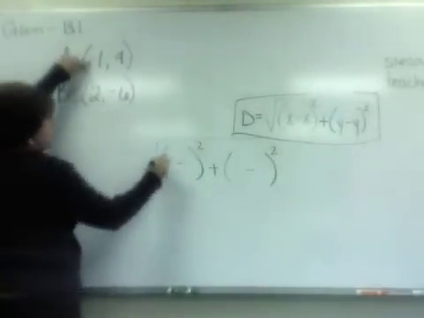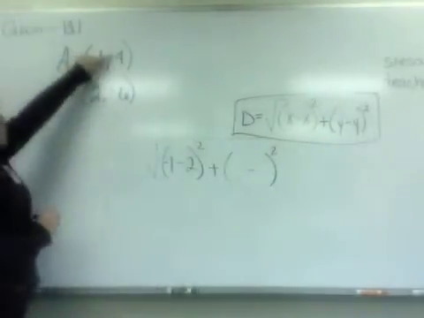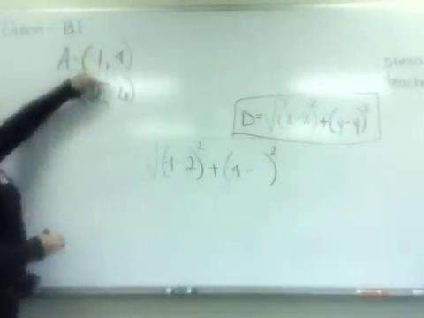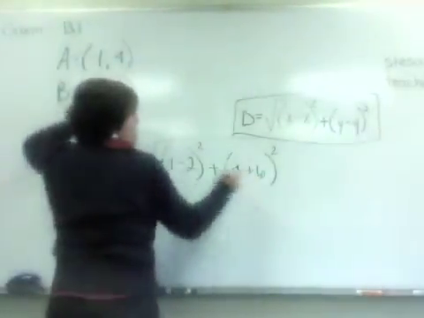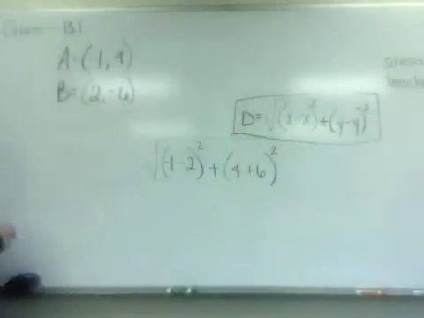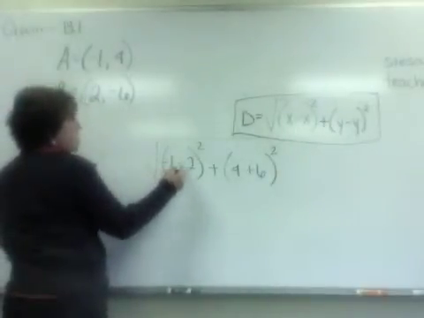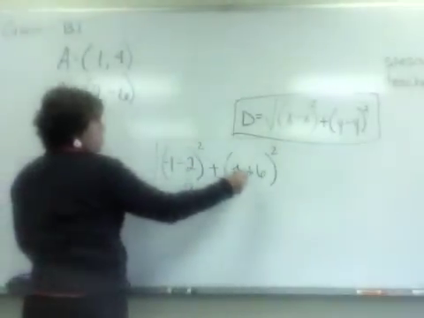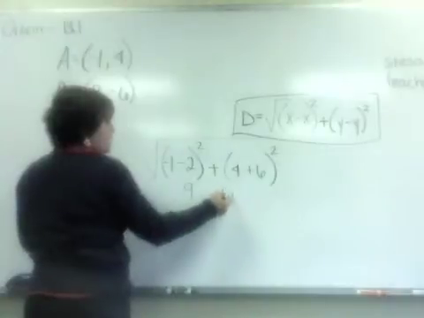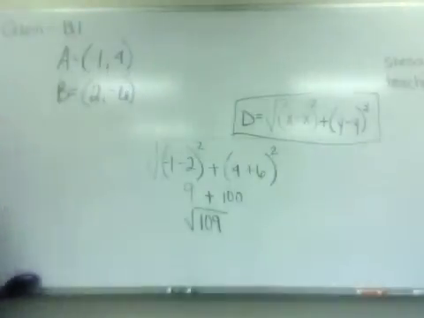I've got a -1 minus 2, fine, and I've got 4 minus an already -6. Well, what happens when you subtract a negative? It adds. It becomes addition. -1 minus 2 is -3, squared is 9. 4 plus 6 is 10, squared is 100. So the distance between those 2 points is the square root of 109.